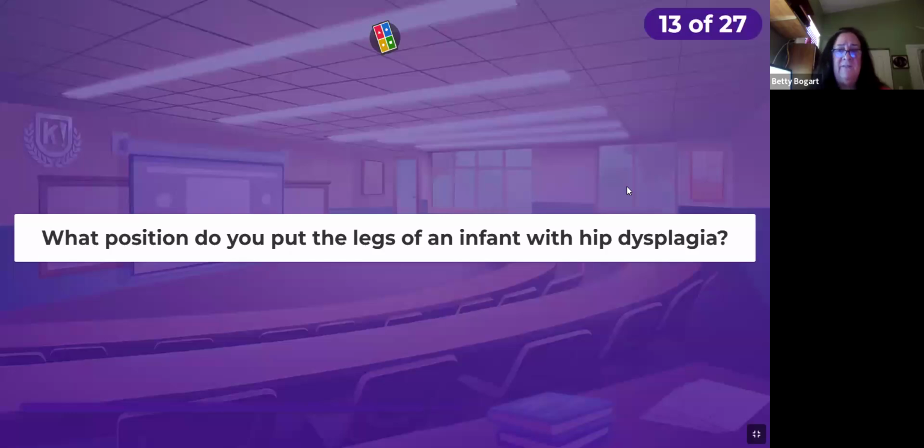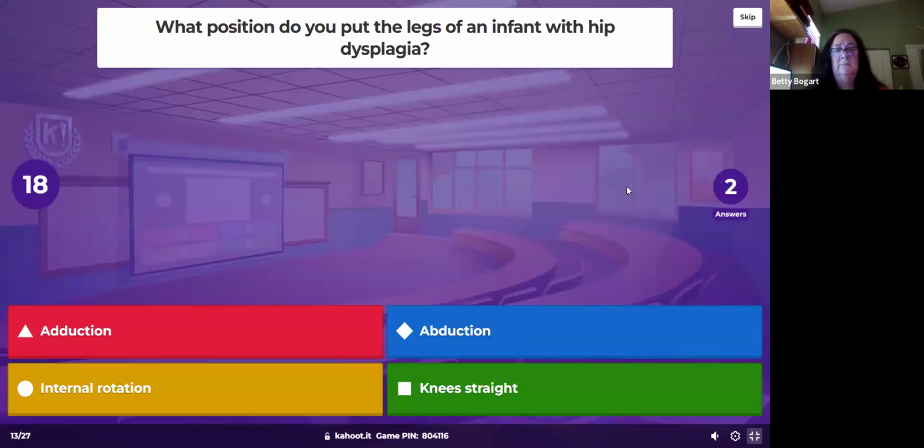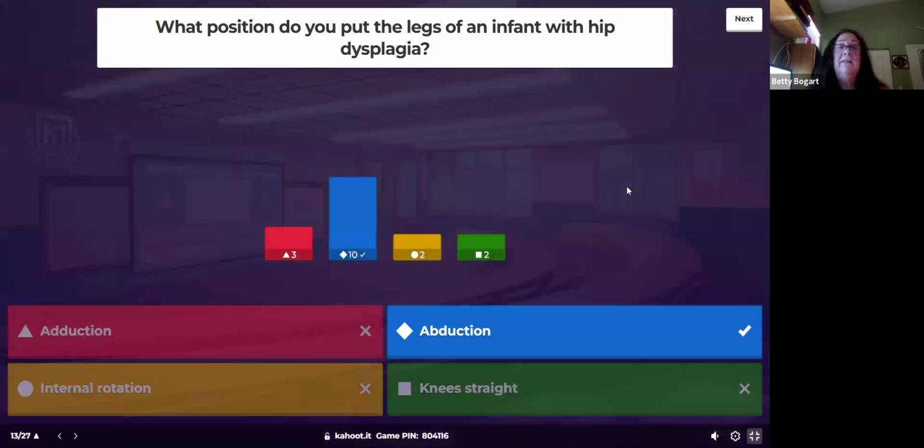What position do you put the legs of an infant with hip dysplasia? Which one did I tell you? And it is abduction. It's the word you need to remember. It holds those hips where it needs to be so that that hip joint can get into that hip socket and it can stay there.